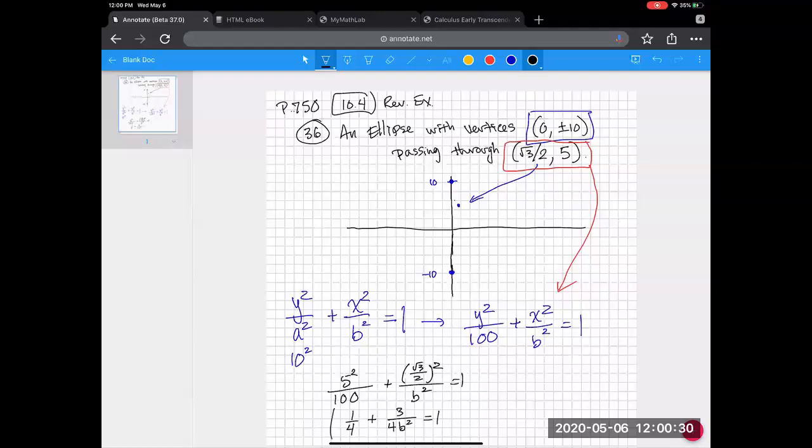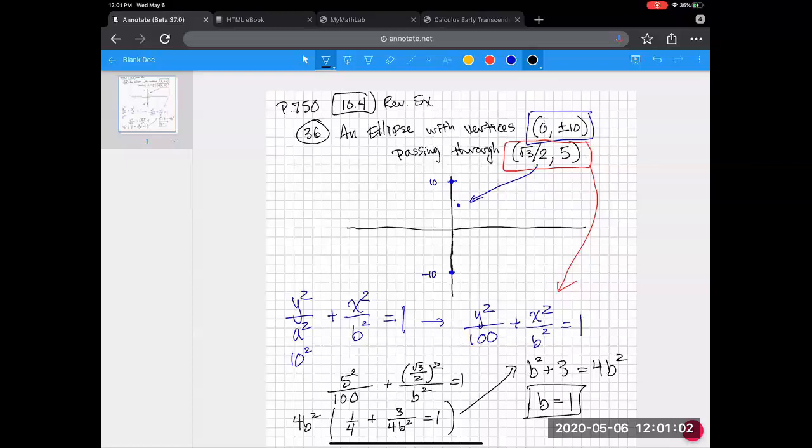So I'm going to multiply everything by 4b squared to kill off those nasty fractions. So I get b squared plus 3 equals 4b squared. And that's going to give me that b equals 1. That seems a little nice.